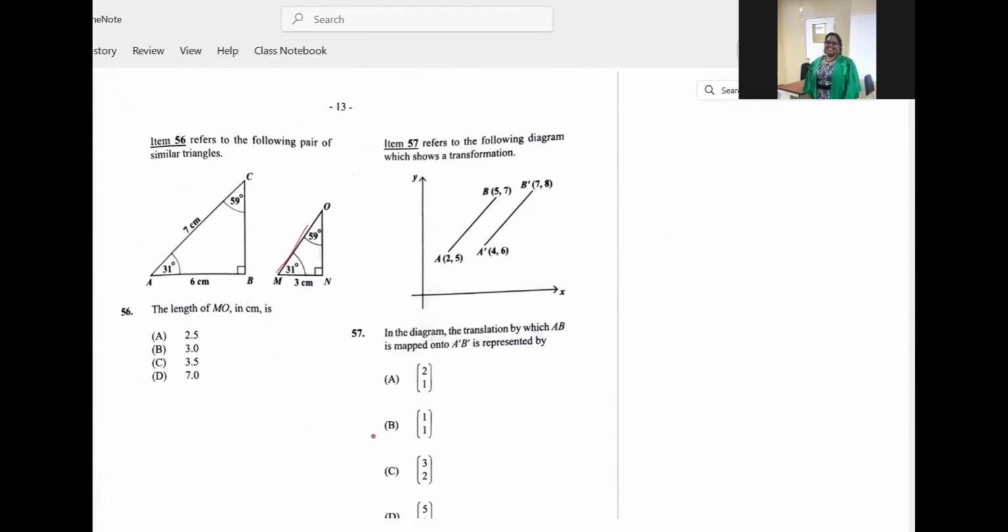If it is similar, it means that the lengths are proportional. So that means that if this is 3 and this is 6, all the lengths of the bigger triangle are 2 times the length of the smaller one, because 3 into 6 is 2. So if this is 7, then this has to be 3.5, right? Because remember, this times 2 will give us this in terms of the length. So MO has to be 3.5.